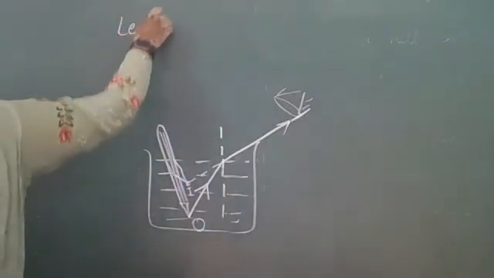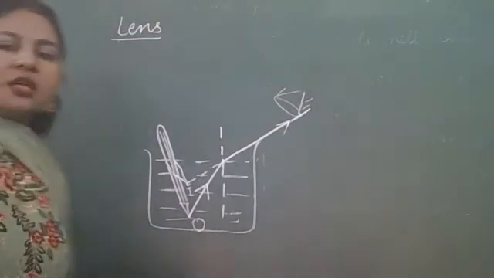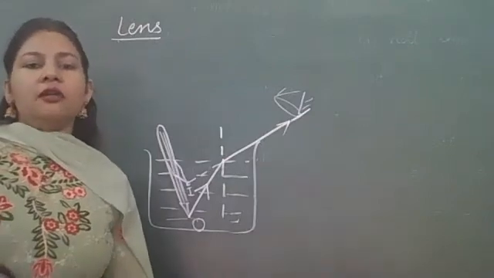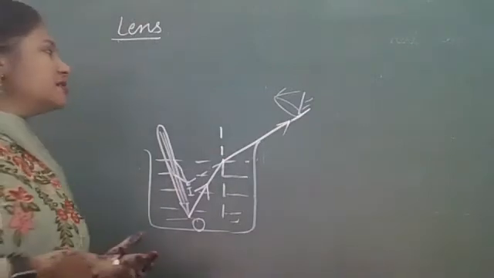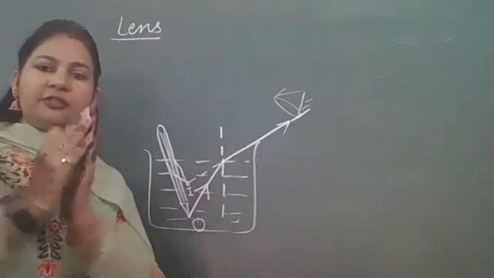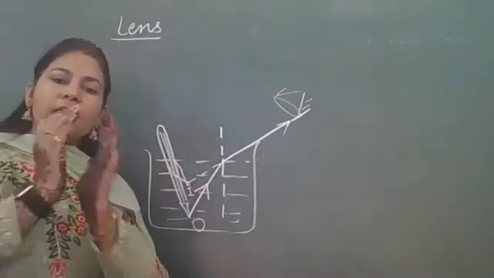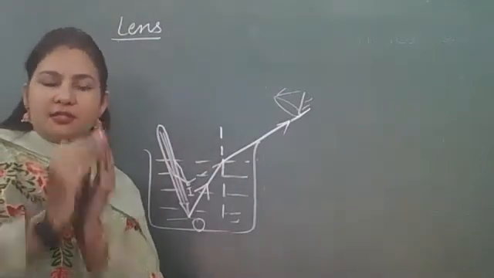You all have seen a lens, okay? I showed you a lens in that activity also. That was a convex lens. So what is in reality a lens? A lens is a transparent medium bound by two refracting surfaces.